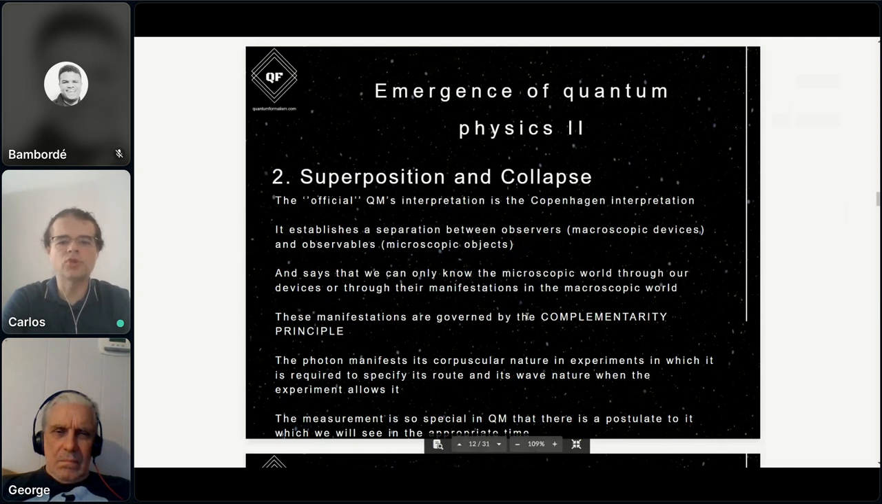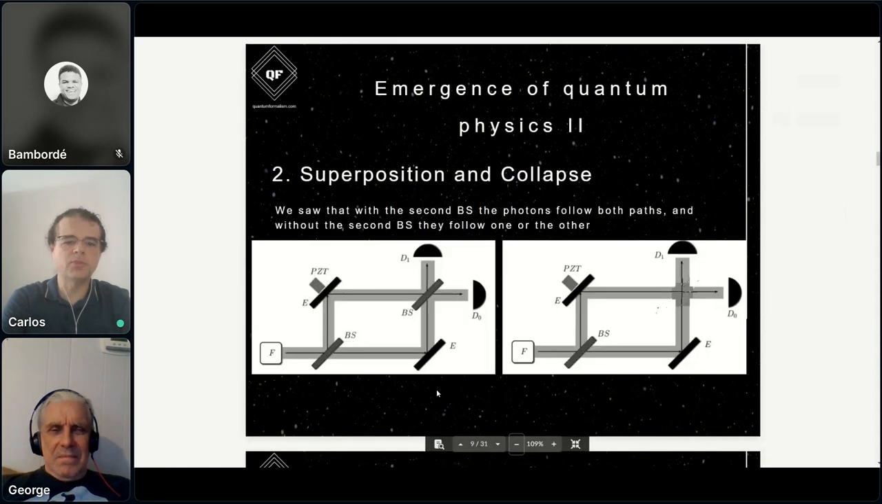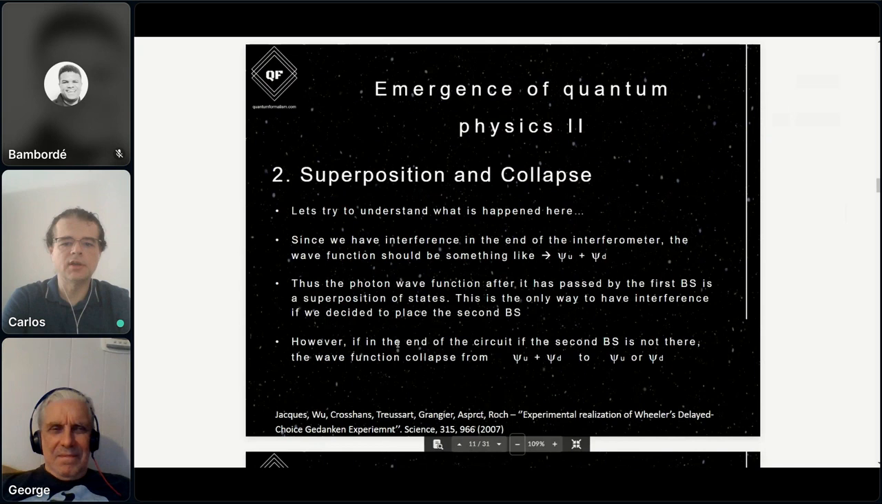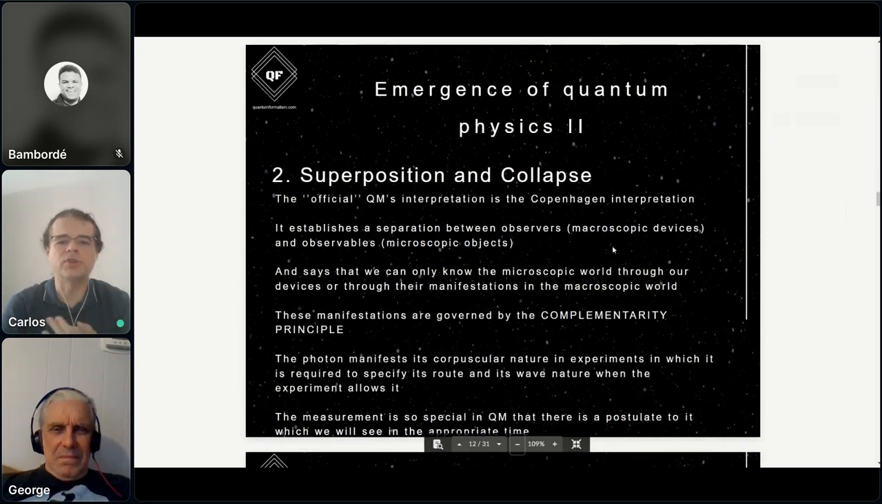These manifestations are governed by what's called the complementarity principle. The complementarity principle says that the photon manifests its corpuscular nature in experiments in which it is required to specify its route, and its wave nature when the experiment allows it. So when only one beam splitter is placed, as in this case, the experiment says that the photon must behave like a particle. Behaving like a particle, it needs to choose one of the paths to go. With the second beam splitter, the experiment says that the photon behaves like a wave. Behaving like a wave, it can go both ways. This is the interpretation, what's called today the Copenhagen interpretation.